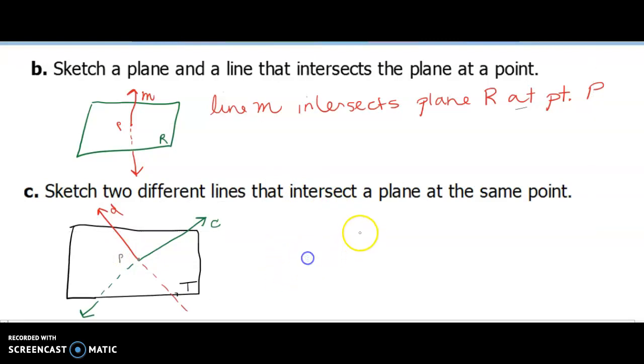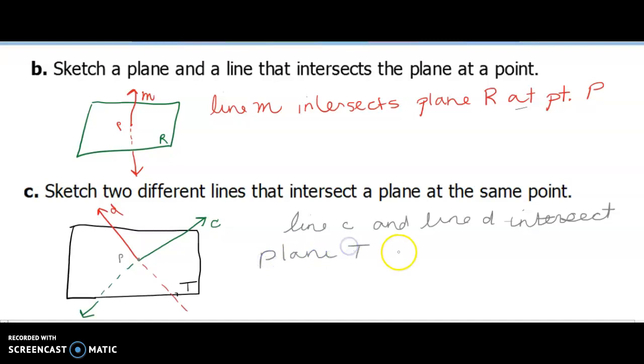Okay, so I can say that line C and line D intersect plane T at point P. That's a mouthful.